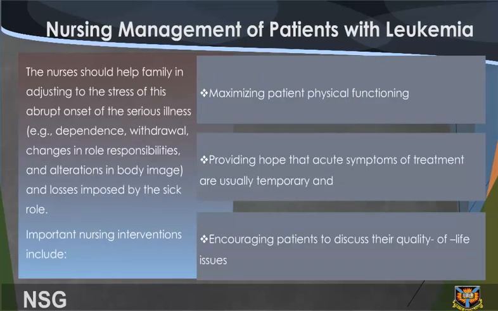The nurses should help the family in adjusting to the stress of this abrupt onset of serious illness, e.g., dependence, withdrawal, changes in role responsibilities, alterations in body image, and losses imposed by the sick role. Important nursing interventions include maximizing the patient's physical functioning, providing hope that acute symptoms of treatment are usually temporary, and encouraging patients to discuss their quality of life issues.